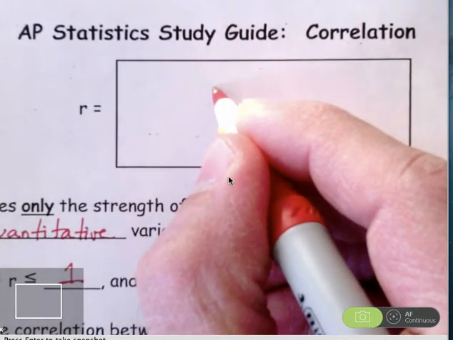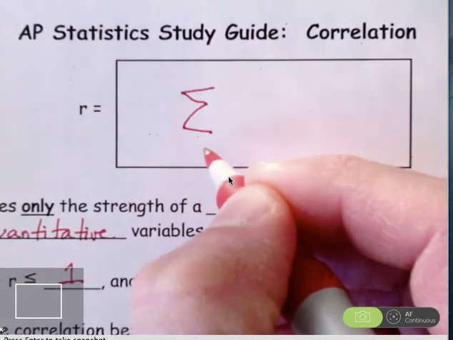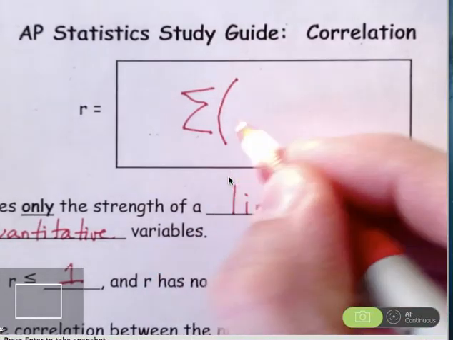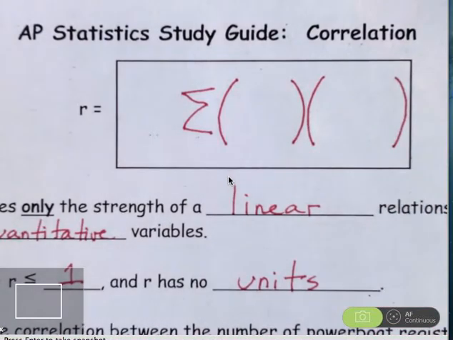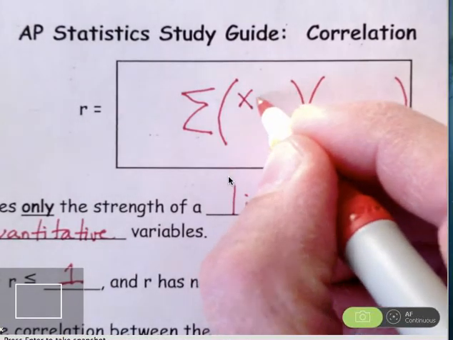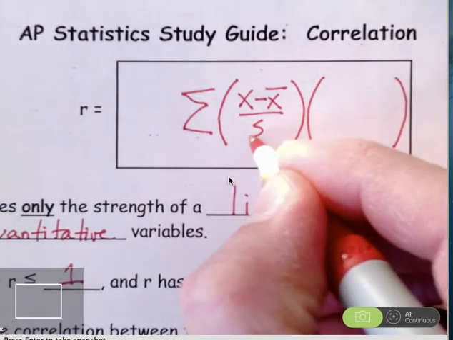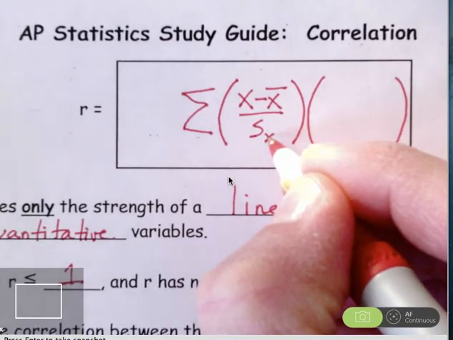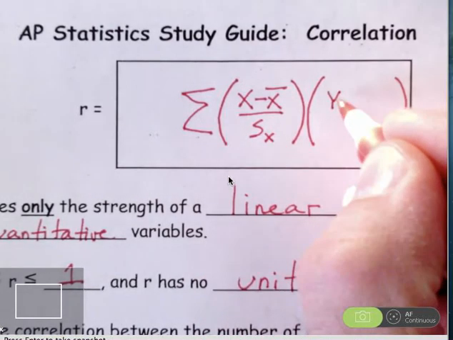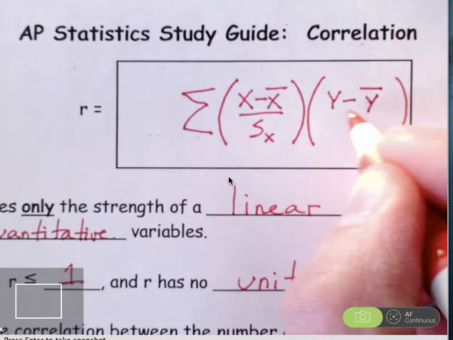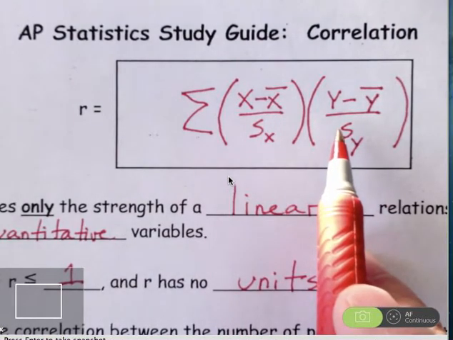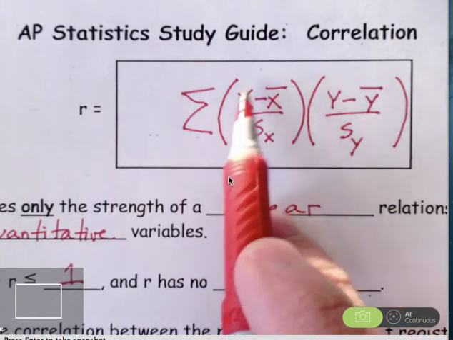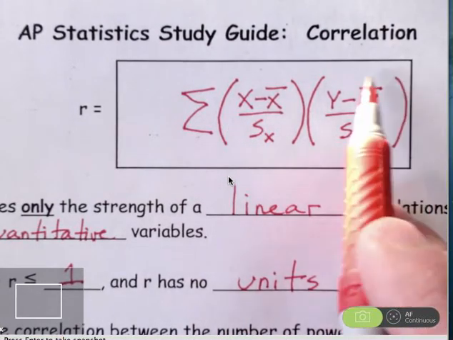So correlation is a sum, so there is our sigma notation, and it is the sum of the following. Two large sets of parentheses here. So for each xy ordered pair, we take x, we subtract the mean of x and divide by the standard deviation of x. So for the y value in that ordered pair, we take y, we subtract the mean of y and divide by the standard deviation of y. And those are multiplied together. But notice this is the z-score for x. This is the z-score for y.